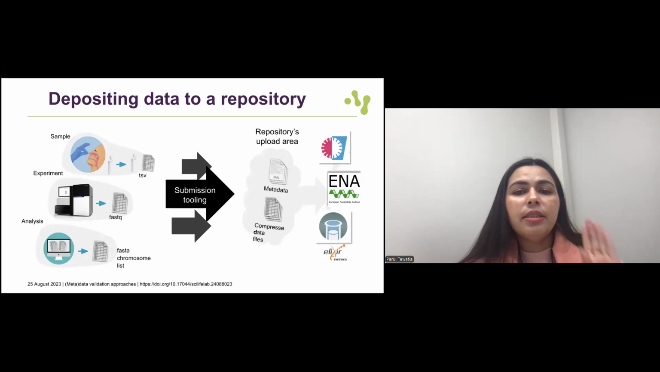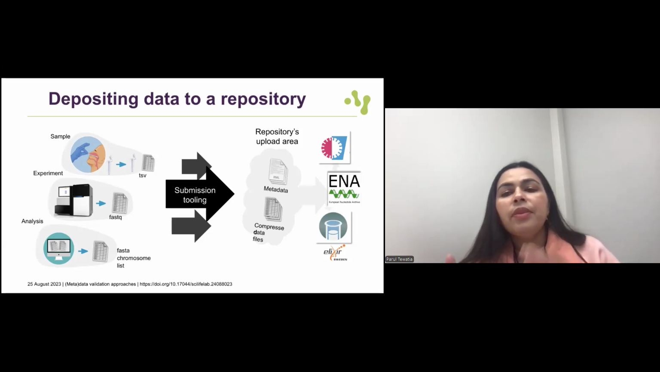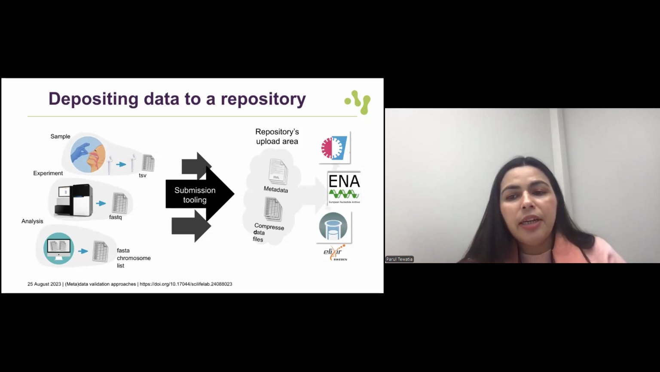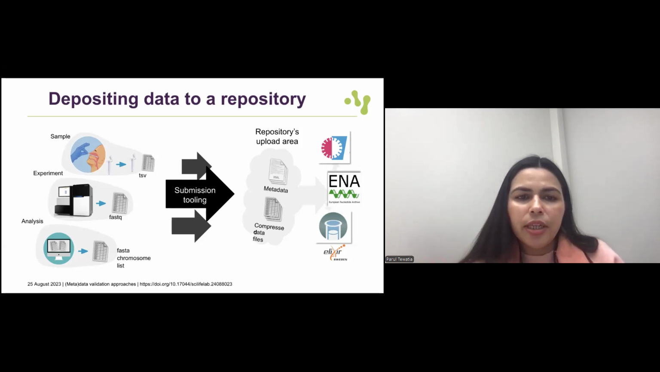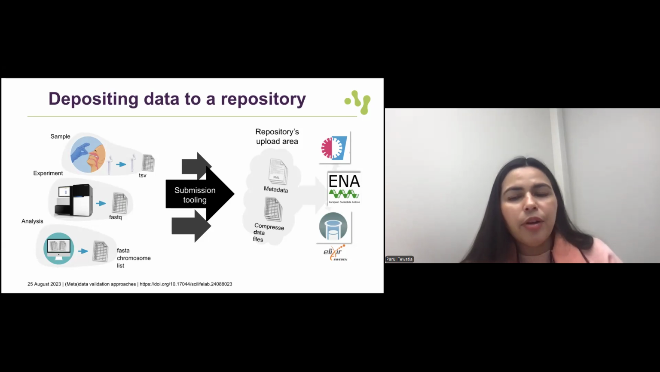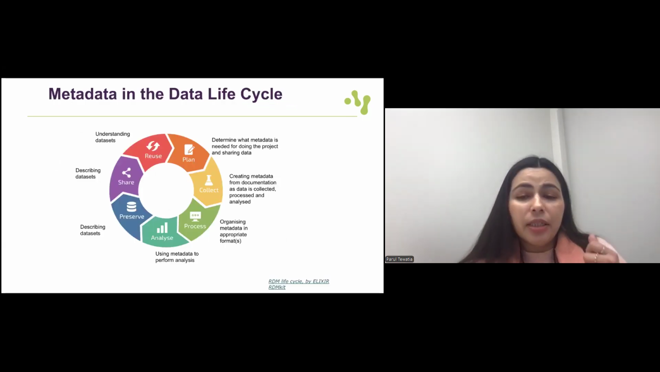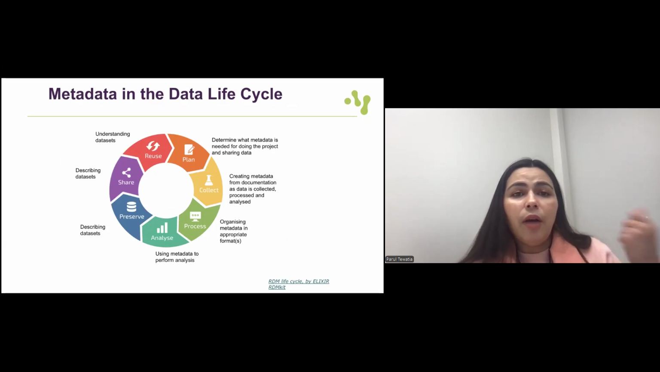Everything said, in simple terms, you have a sample, you do an experiment, later you do analysis, and then you do some submission. You find some submission tools, have proper metadata ready, compress the data files, raw data files, processed data files, whatever, and then you submit into a repository. But having said that, where does metadata come in the whole research data lifecycle?